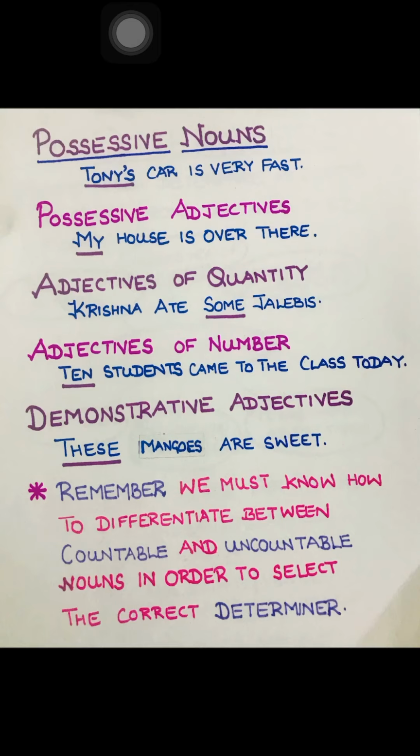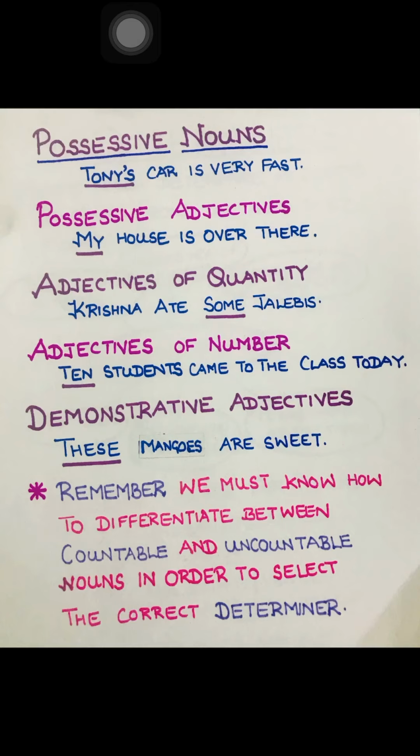That means, in the sentence, my house is over there. The word house is the noun whose meaning is being modified by telling whose house it is. My house. That means this particular word my is acting as a possessive adjective. So here we are not talking about any house but my house specifically. Right? Now the next category of determiners, children, adjectives of quantity.